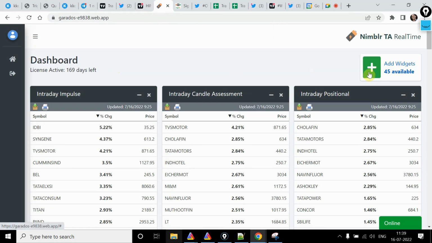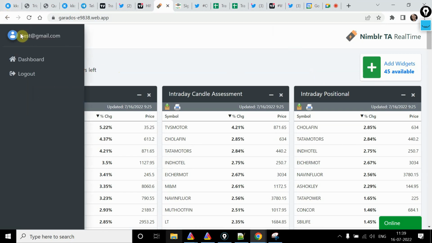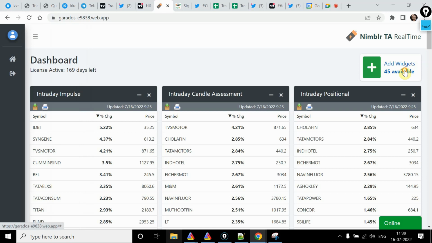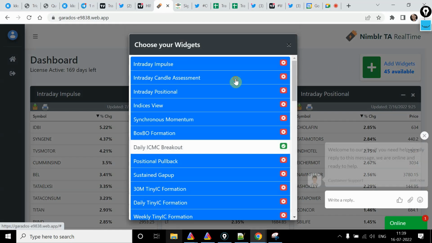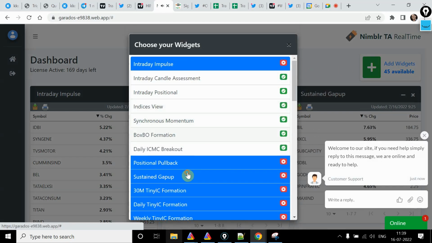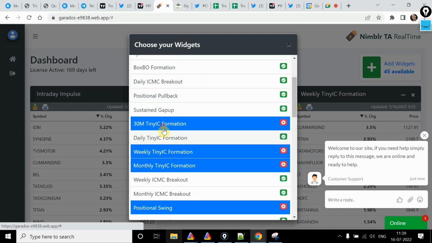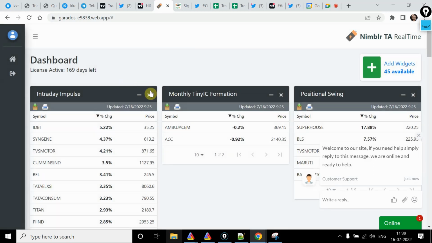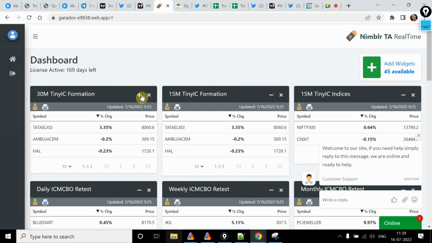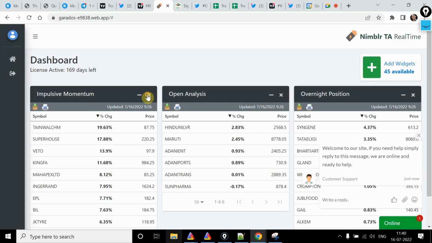Over here, this is a simple dashboard. We call it the NimblrTA Realtime Dashboard. The purpose of this is to help you during your intraday trades as well as for your investment or positional trades. It's a widget based system, which means there are multiple strategies attached to it. If you see over here, there are different strategies. For simplicity, I don't want these strategies, so I will just close all of them.